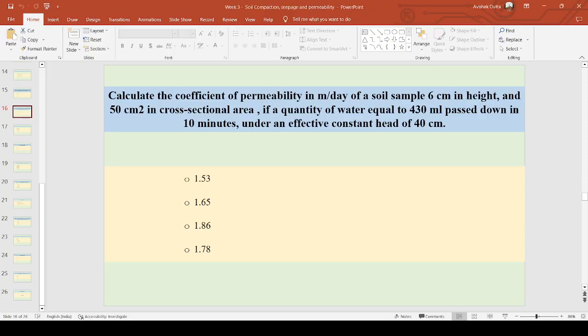Yes, so quantity of water is 430 ml passed down in 10 minutes under an effective constant head of 40 centimeter.